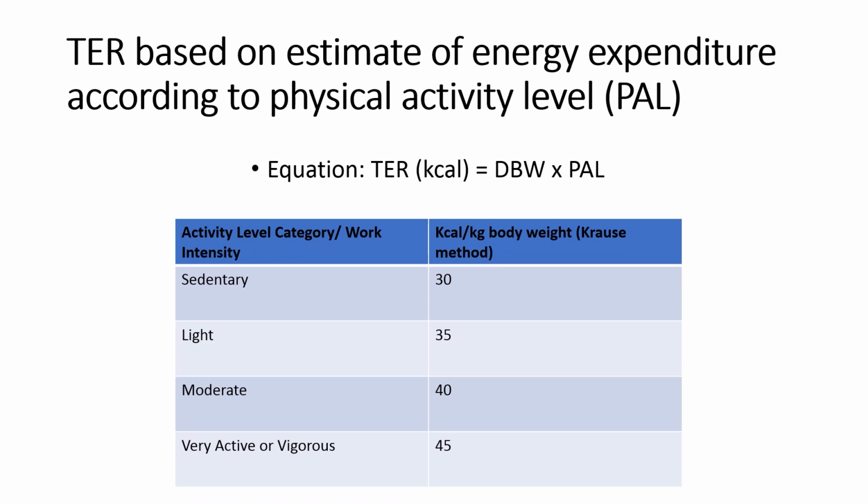The table below presents the amount of energy needed per kilogram of desirable body weight. If sedentary activity, multiply by 30. If light activity, multiply by 35. If moderate, multiply by 40. And for very active or vigorous, multiply by 45.